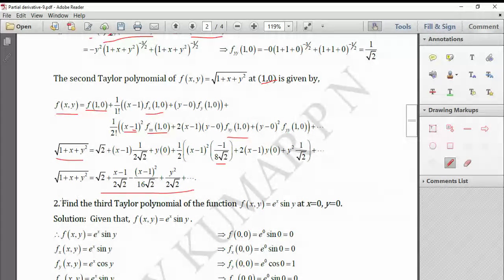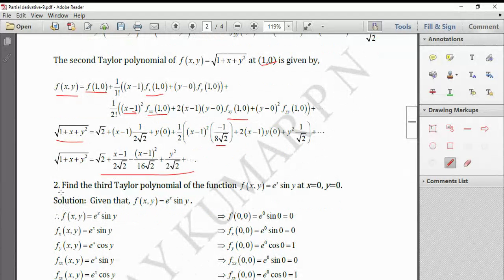Right? Now let us solve another problem. Find the third order Taylor polynomial for the function f of x, y equal to e to the power of x into sine y at x equal to 0 and y equal to 0. So your a is 0 and b is also 0 here.